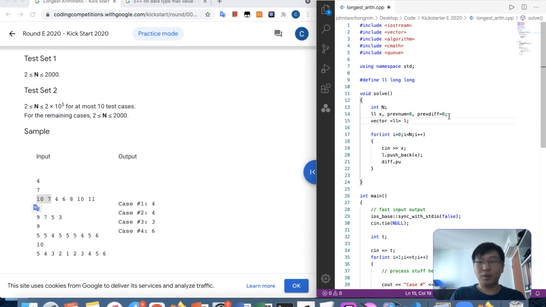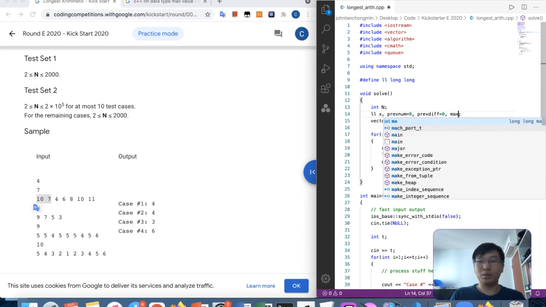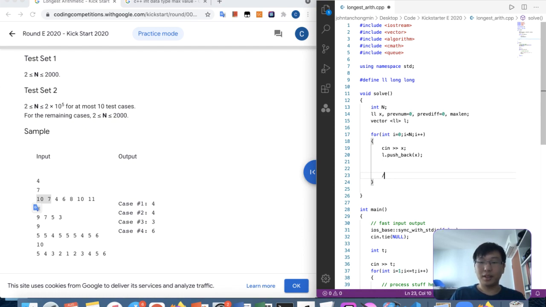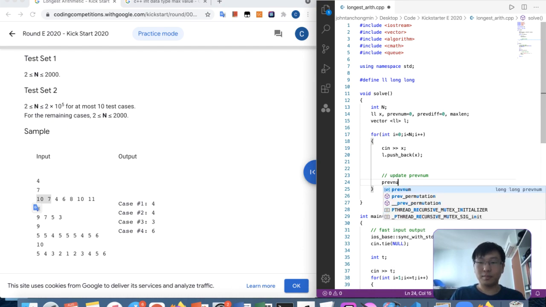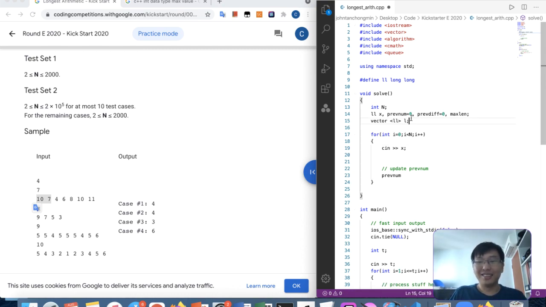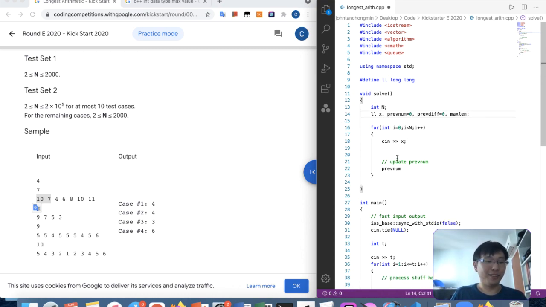Okay, and then we could have a max. Max could be an integer, but we'll just call it max length. So we don't need to push back here, so we can just basically take the previous num and update it. Come to think of it, I don't even need this array, I can just do everything without an array because it's just one loop through. So previous num equals x. So we update the current thing.